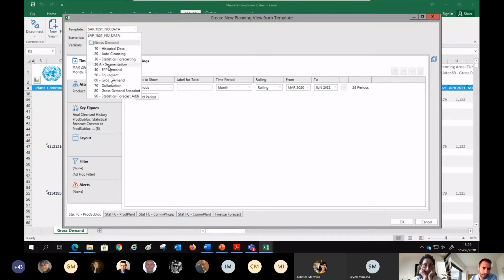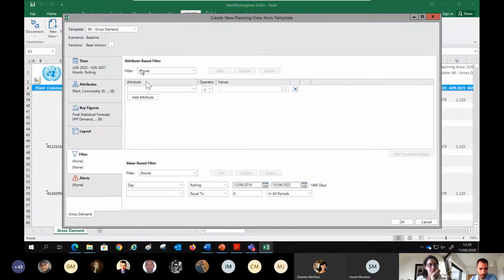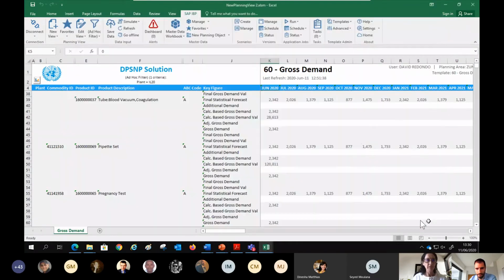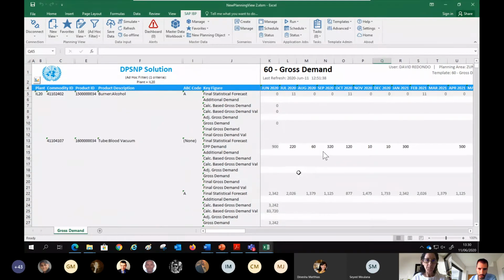So it will show all these components. We are going to open this one. It's the template number 60, gross demand. And again, very important that you filter by your plant. So you will go here, you enter your plant, and you apply. Now I already did that, so we don't need to do it again. And this is the template that will show us all the gross demand components that we have.